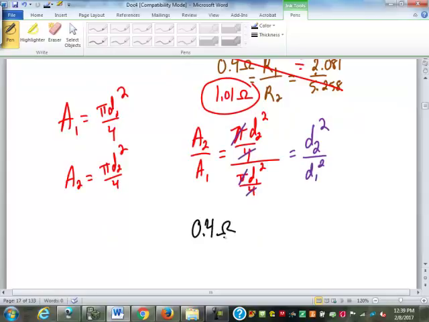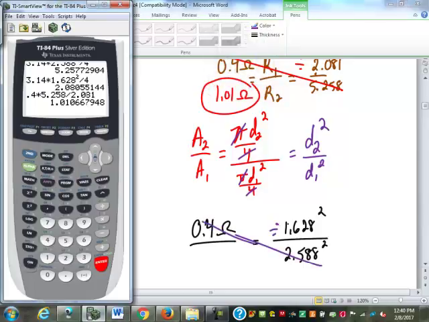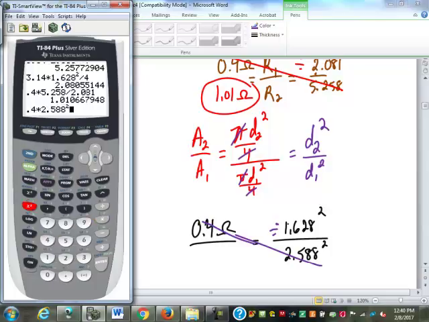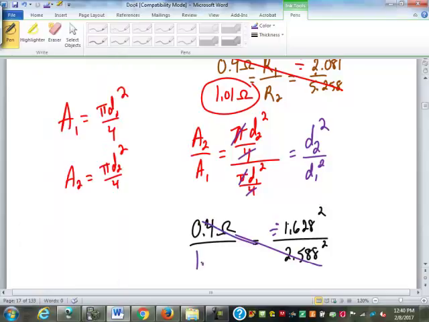So for this one, we could have done R1 is 0.4 ohms. We're looking for R2. Diameter 2 goes here, which is the 1.628. That has to be squared. Diameter 1 goes down here, 2.588. That'll be squared. So that when we cross multiply and divide, we just enter it as 0.4 times 2.588 squared divided by 1.628 squared. So it's 1.01, exactly what we had before. Ohms.